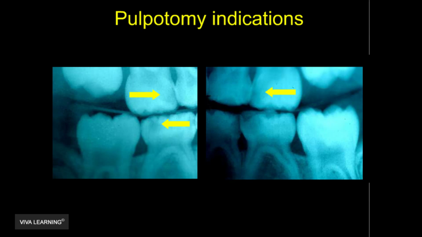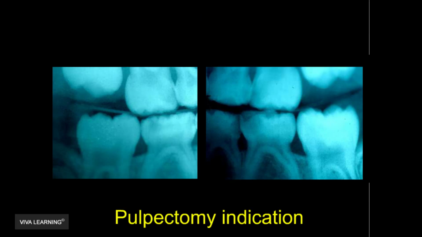But let's take another look at the x-ray now, because some of you are probably thinking, well, gee, he didn't really say anything about these two teeth down here. What about those two lower second primary molars? Aren't they pulpotomy indications? Well, let's take a little closer look at those.